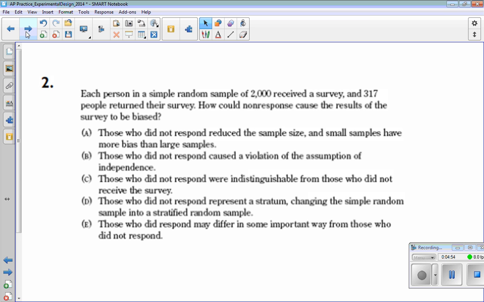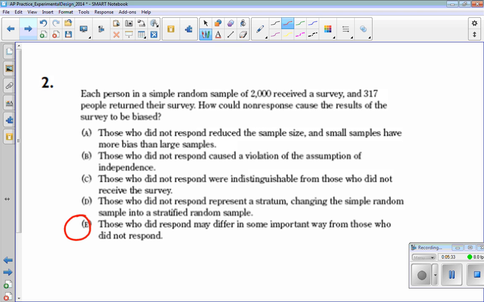Okay. Let's kind of go through the answer choices on this one though. 2,000 received a survey, only 317 responded to that survey or returned it. So how could non-response cause the survey to be biased? Well, what do you think about answer choice A? What is wrong with answer choice A? A lot, I agree. But what specifically, Devin?